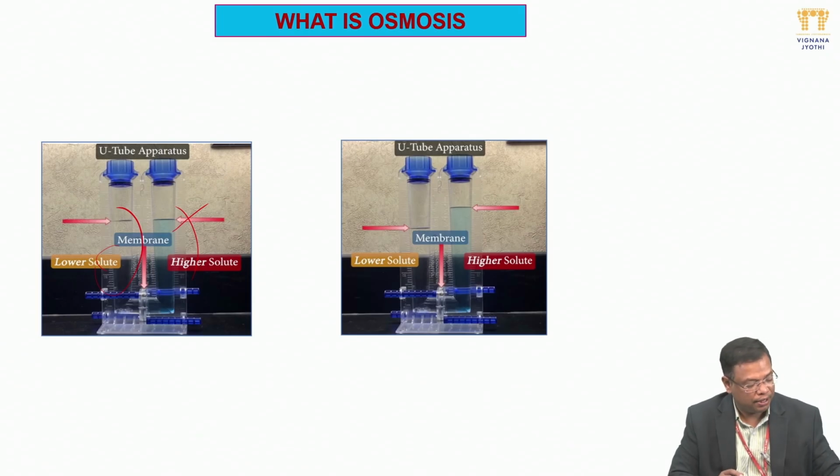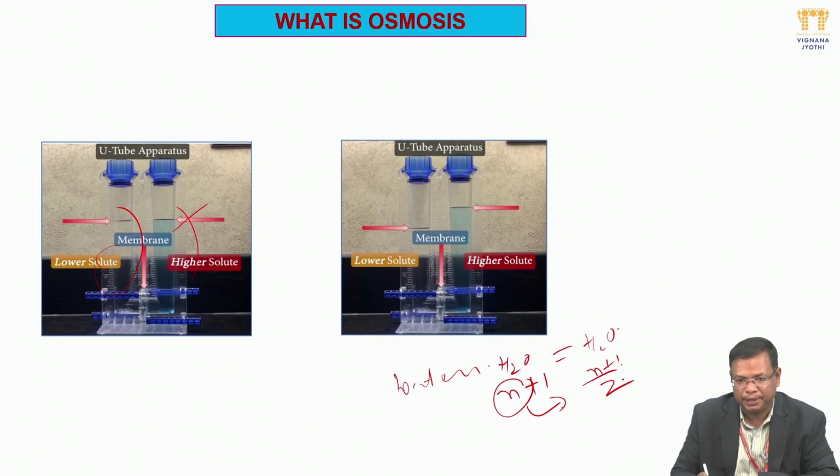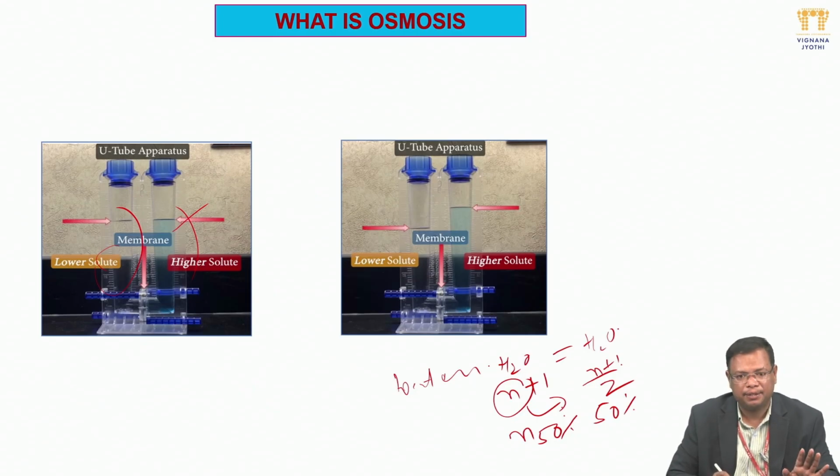Always water molecules try to make an equal sharing of the water molecules on both sides. H2O on the left side is n plus 1, and H2O on the right side is also n plus 1. It implies that it wants to become n plus 1 by 2. So, 50% is here and 50% is on the right side. It should be like that. So, this is the actual equilibrium state of the water.